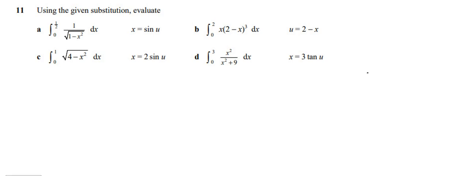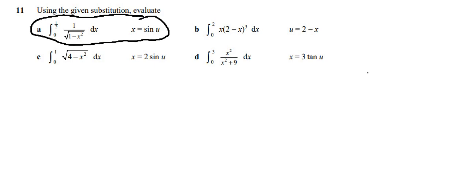Right, so here is a substitution question. Here we've got a trig function that we're using this time. We're given our substitution of x equals sine u. So first thing we do, okay, substitution x equals sine u. So we've got x in terms of u, so we can substitute that.